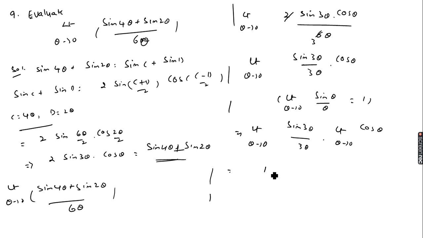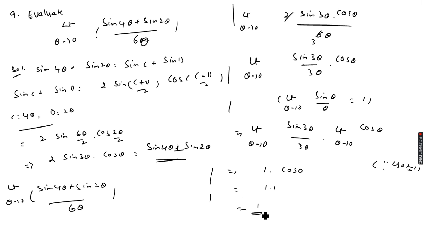This value is equal to 1 into cos 0. We know the cos 0 value. What is the value of cos 0? Cos 0 is nothing but 1. So therefore finally the answer is 1 into 1, we get 1.